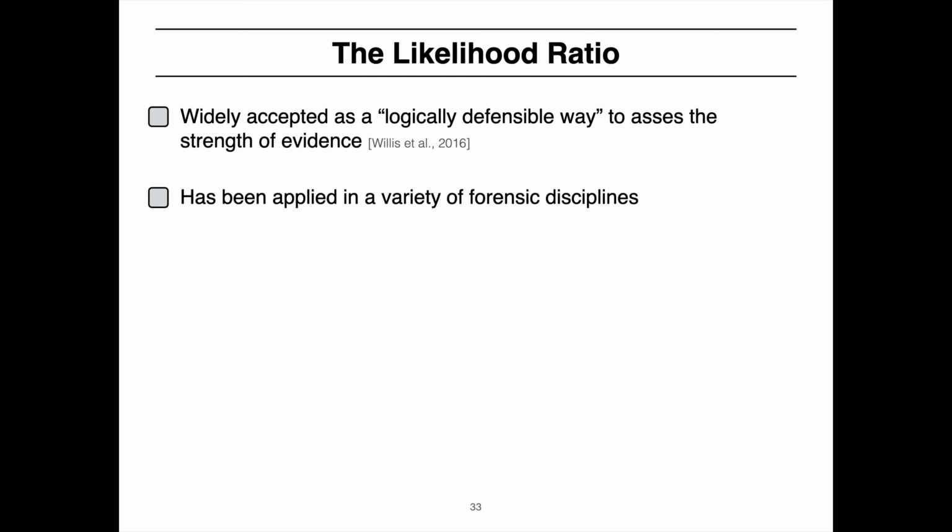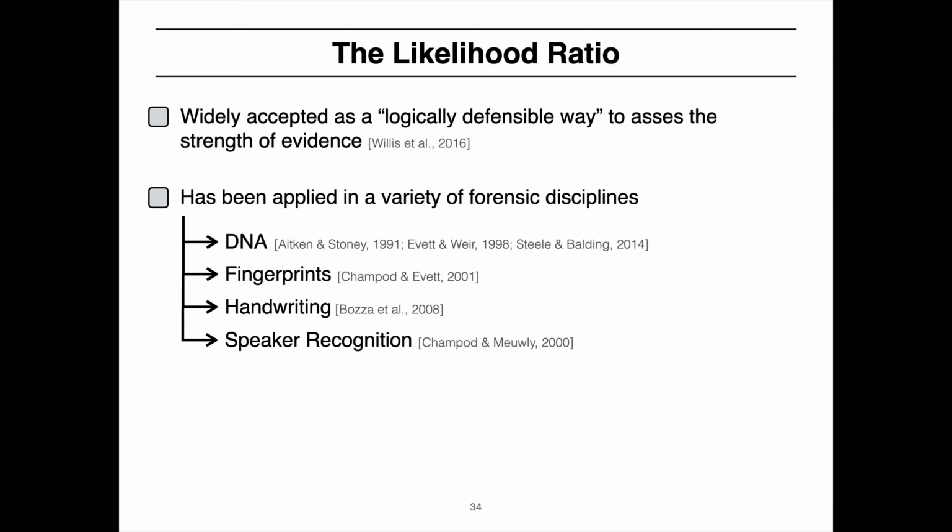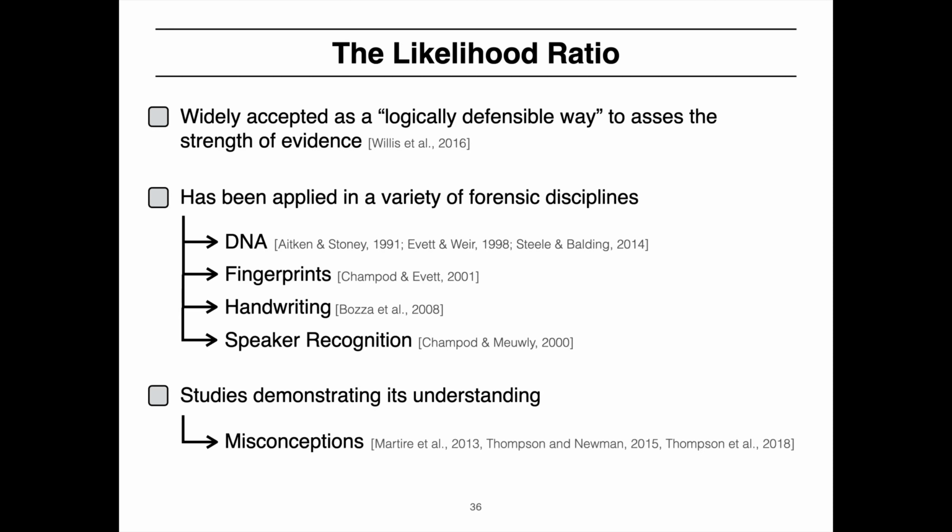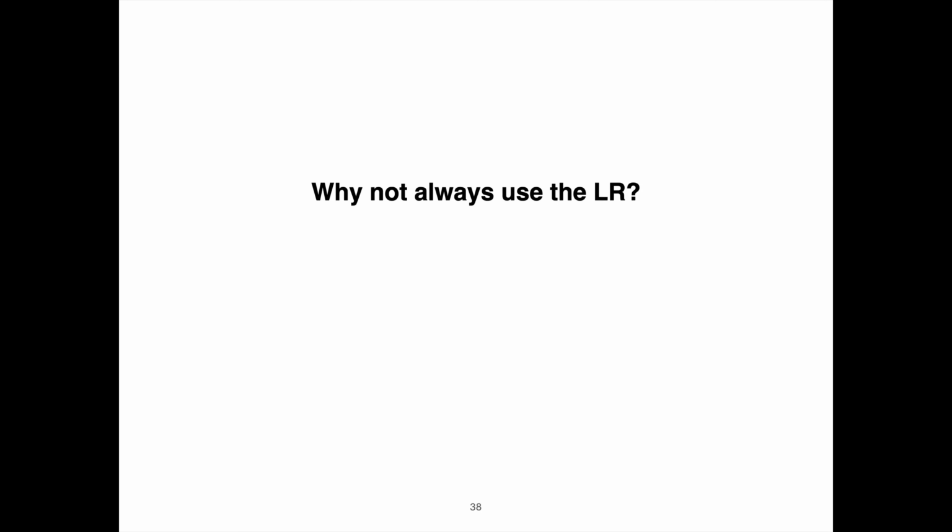It's been applied in a variety of forensic disciplines, including DNA, fingerprints, handwriting, and speaker recognition. There have been many studies that demonstrate its understanding, both of common misconceptions of lay jurors, as well as verbal equivalence. Instead of expressing a numeric value, there are ways to express the likelihood ratio on verbal scales. Okay, so that's great. Now you might ask, why wouldn't we always just use the likelihood ratio?